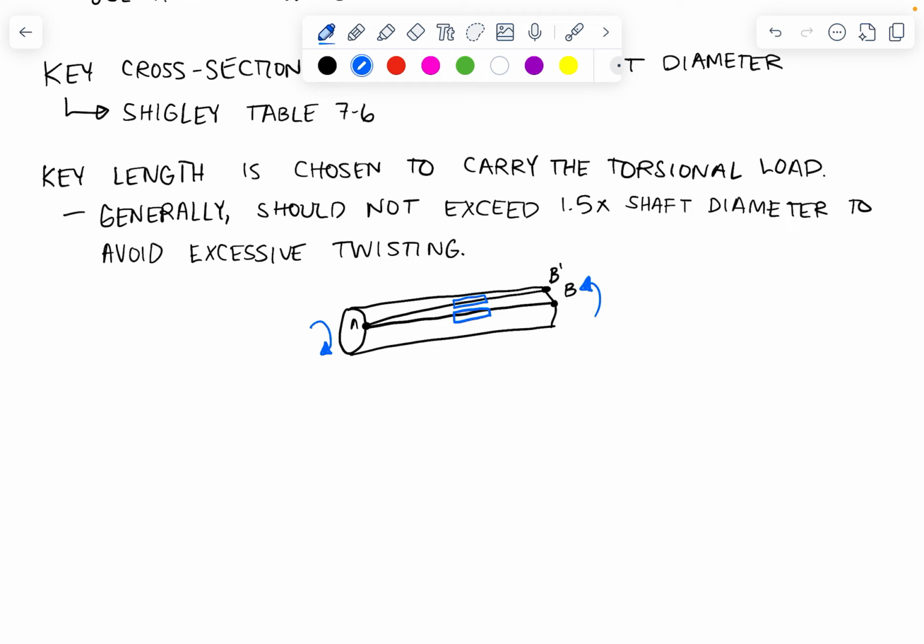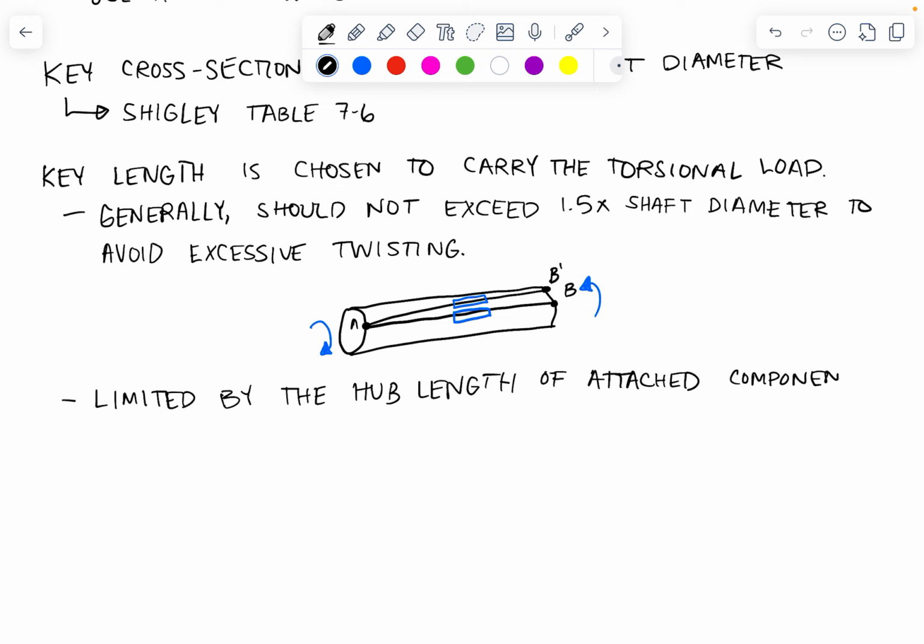And if it becomes excessively twisted, then you can get issues of binding or of the key coming loose from the key seat. So either way, not a desirable outcome. So we need to limit the length of the key to avoid that. And the key length is also limited by the hub length of the attached component.